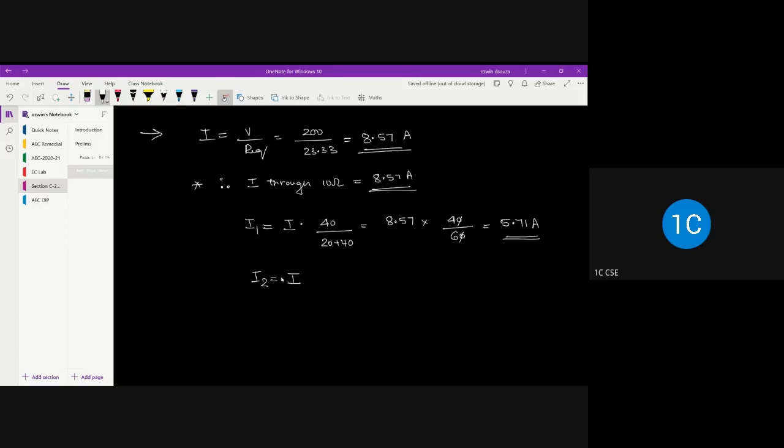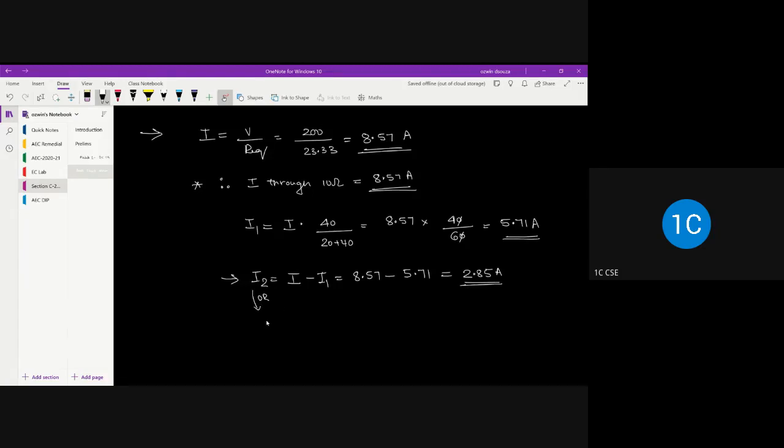Now I2 you can simply find by subtracting the branch current from the main current. Or you can even apply the branch current formula for resistance R2 as well. So let me do it in both ways. So I2 is I minus I1, right? Main current is 8.57 minus branch current 5.71. That's about 2.85 amperes.